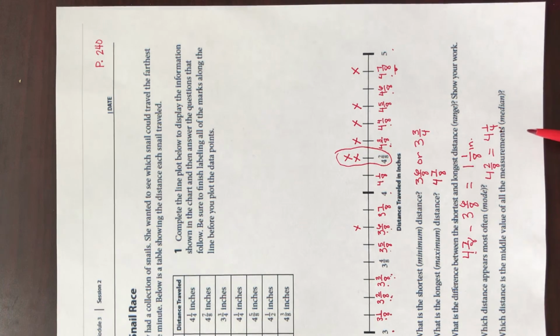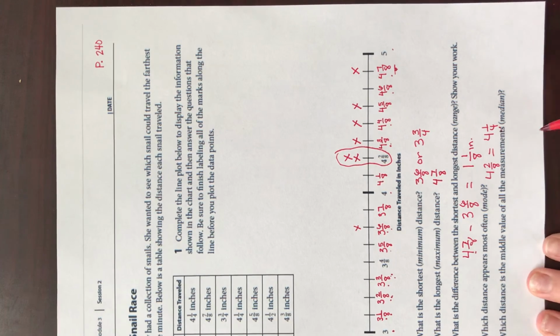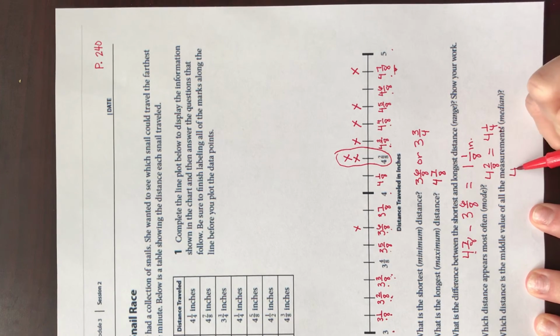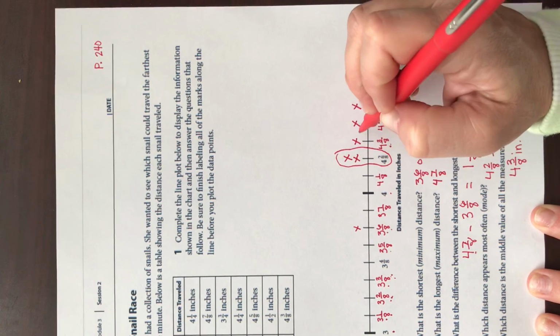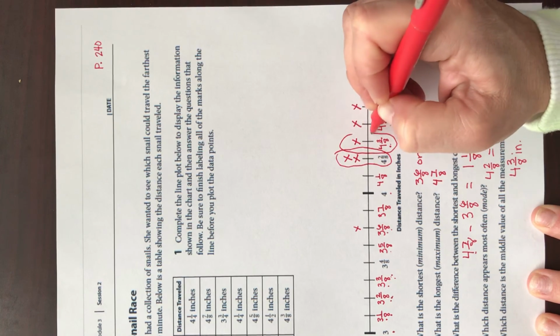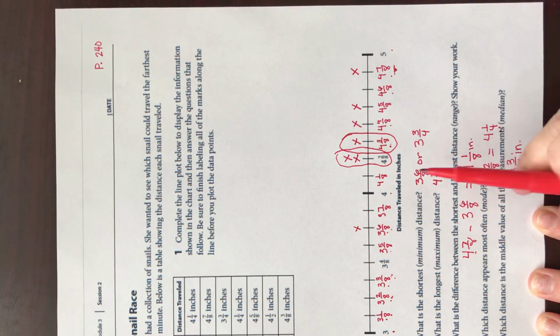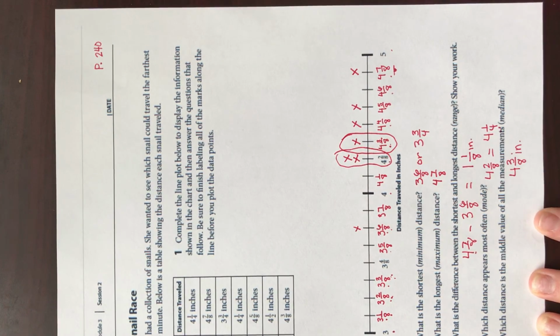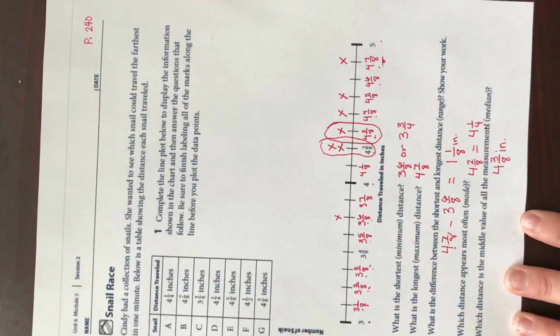Number 6 says, which distance is in the middle value of all measurements? The median. So if you listed your data out from the smallest to the greatest, the one that would be in the middle, the very middle median, is the 4 and 3/8 inches. So this guy right here, this is our middle, our median. So our mode and our median. I hope that helps.